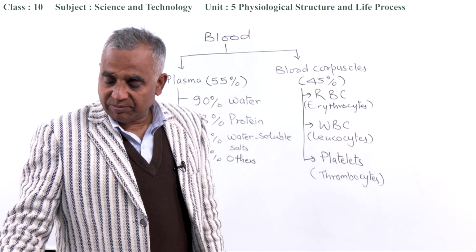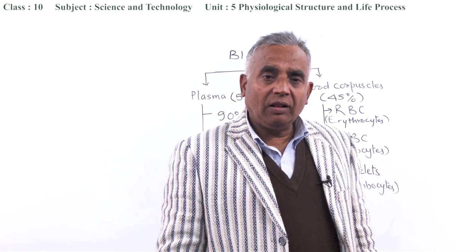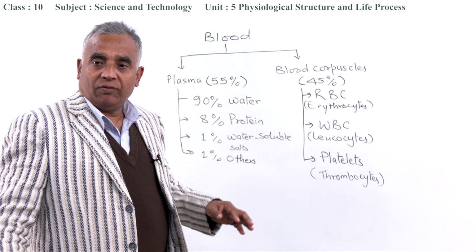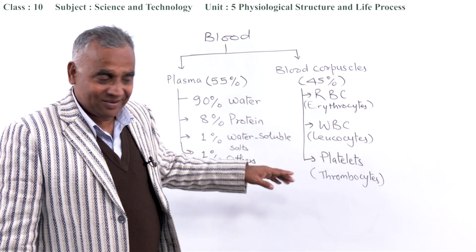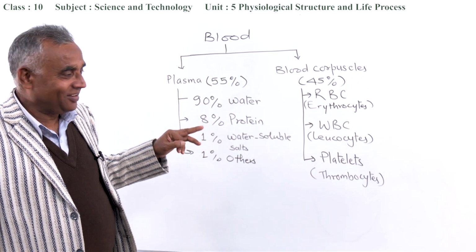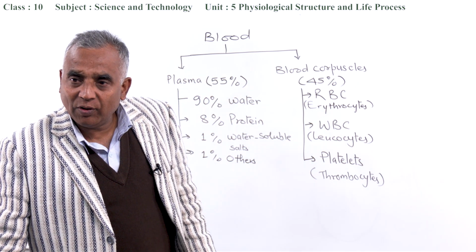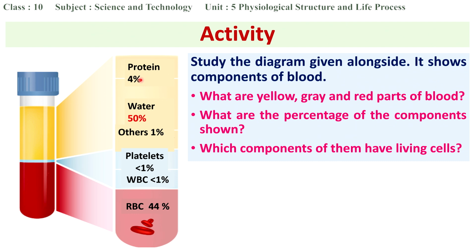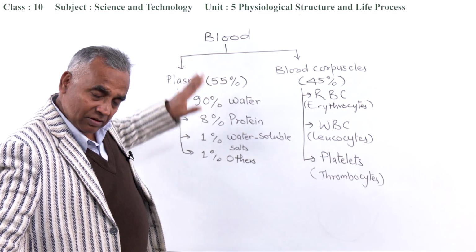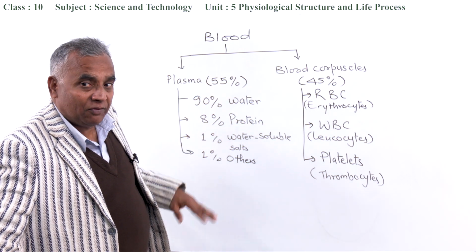Okay, so that was about the activity. Now look here, what is given? Protein 4% is given there. That protein is of what? Total blood is 4%, but it is 8% in plasma. So don't be confused. Here the value is given as a percentage of the total, and here only in plasma. That means this 55% is the total for it.